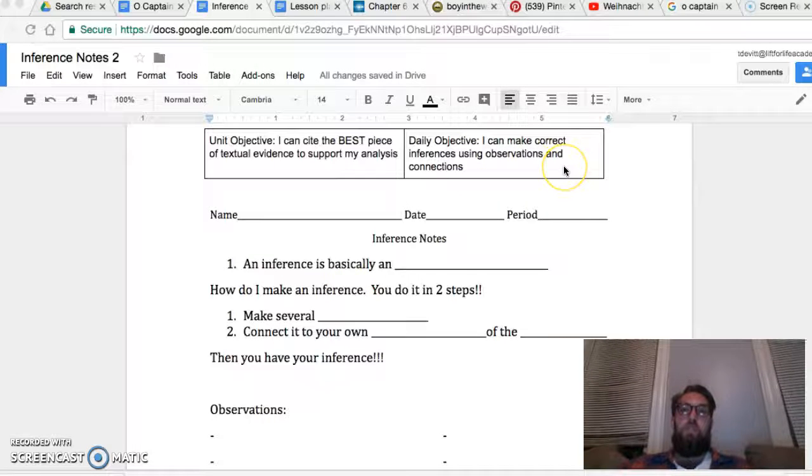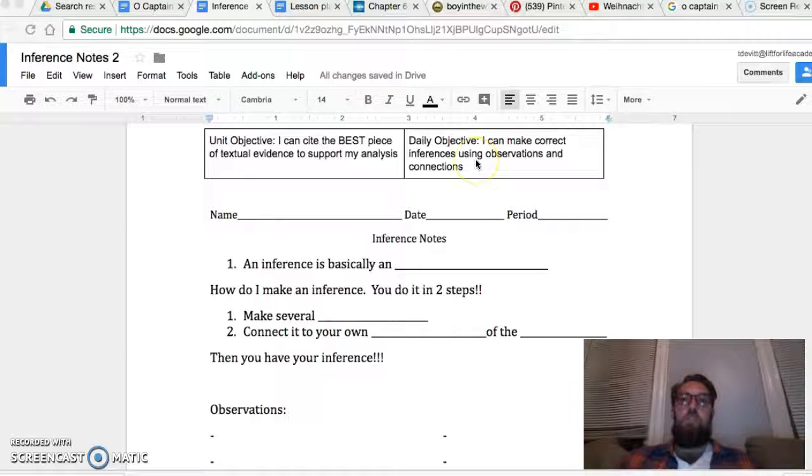Hi, my wonderful student. So our daily objective for today is being able to make correct inferences using a two-step approach. First, making a bunch of observations, and then making real-world connections of those observations.